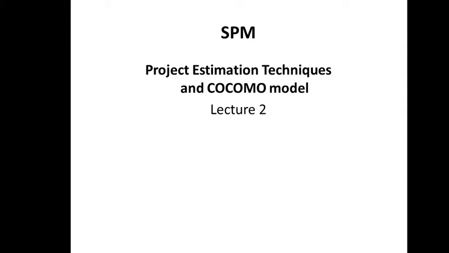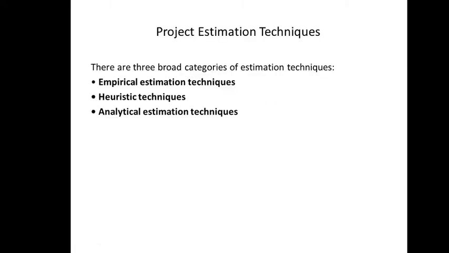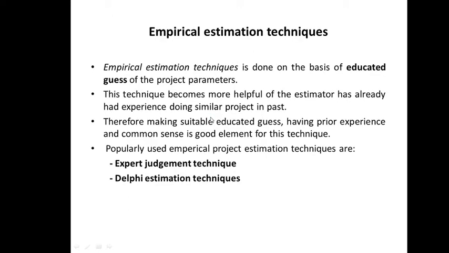So prior to discussing the Cocomo model, which helps us in estimating these parameters, let's see what the project estimation techniques are. These estimation techniques are basically for estimation of time and cost. Broadly, they are of three types: the first one is the empirical estimation technique, then heuristic techniques, and analytical estimation techniques. So what do these techniques mean?